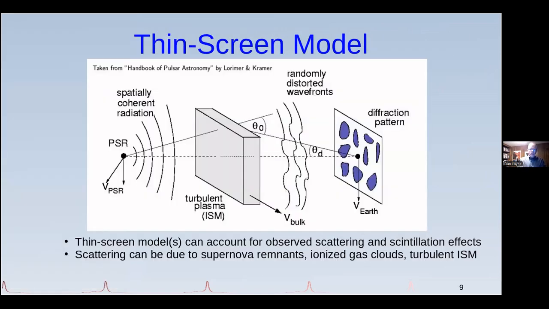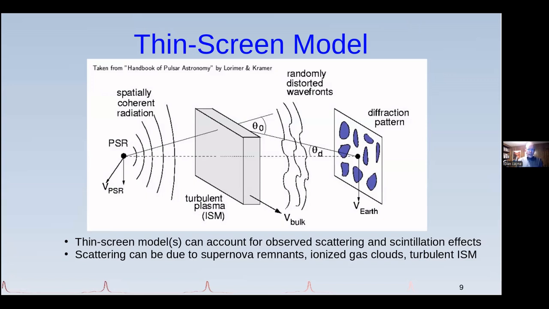This is a thin screen model taken right from the Handbook of Pulsar Astronomy. On the left is the pulsar with its velocity, moving in some direction. On the far right is the Earth with its velocity. In the middle, you have the turbulent interstellar medium, which distorts, diffracts, and interferes with the radio wave coming from the pulsar. That can be modeled by one or more thin screen models, and it accounts for what we observe. So the thin screen model is not necessarily real, but it does account for what we really see.